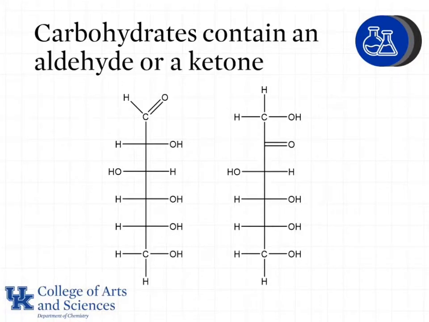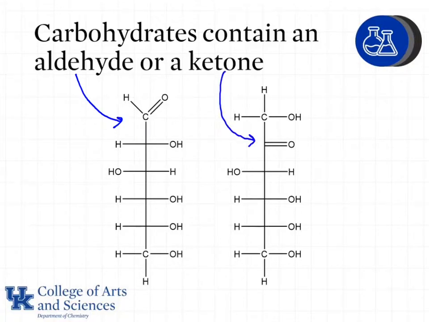Carbohydrates contain either an aldehyde or a ketone. When we see an aldehyde, remember it's going to be at the top because it has to have at least one hydrogen attached. So we see the C double bond O, or the carbonyl group, and it has a hydrogen on one side and then the rest of the molecule on the other.